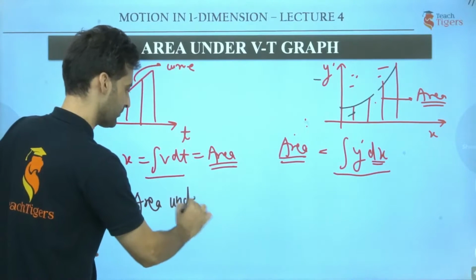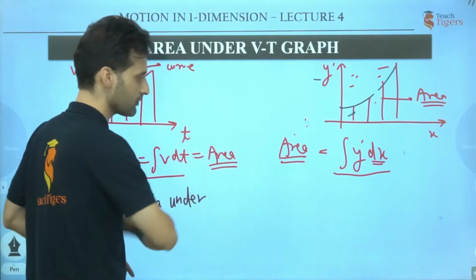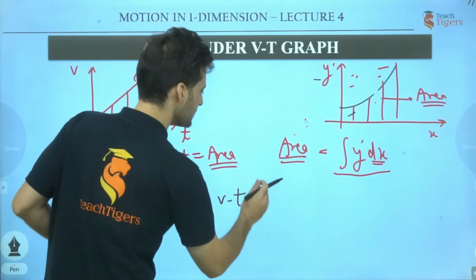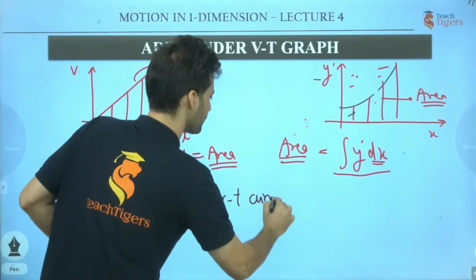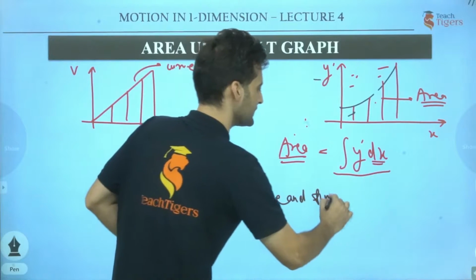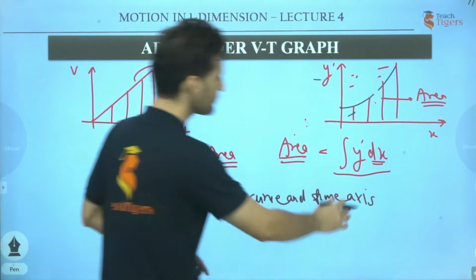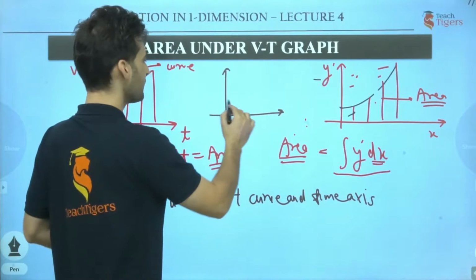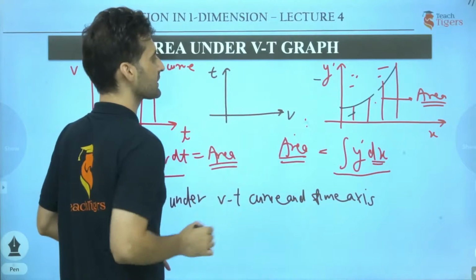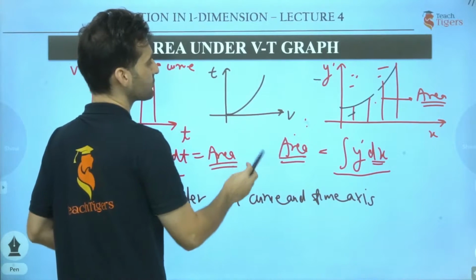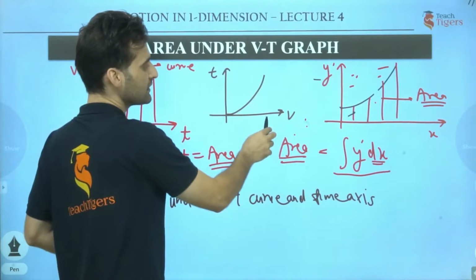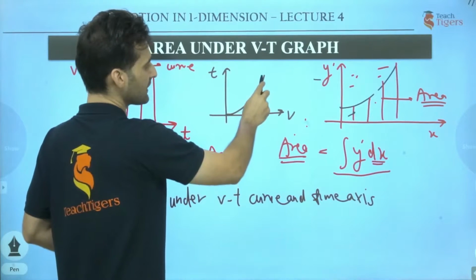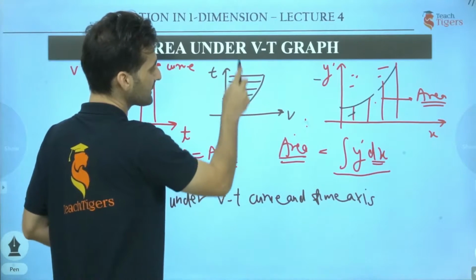Area under the VT curve, that means velocity time curve, and time axis. Which axis? Time axis. Remember, it's always time axis. Sometimes it's also given like this: the time axis is taken here and velocity is taken here, and the curve is given like this. Students still take this area. Don't take this area. Don't remember it as the area under the curve and x-axis. Remember it as under the curve and time axis. So in that case, take this area.